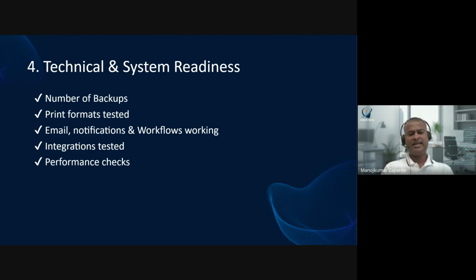The next point is the email notification workflow. This needs to be verified because every action may send an email to the customer or supplier, and for internal purposes also. So these things must be tested properly. The next point is integration testing. Maybe the WhatsApp integration or the SMS integration must be tested properly, because once we go live, the system will start triggering email messages and WhatsApp messages.